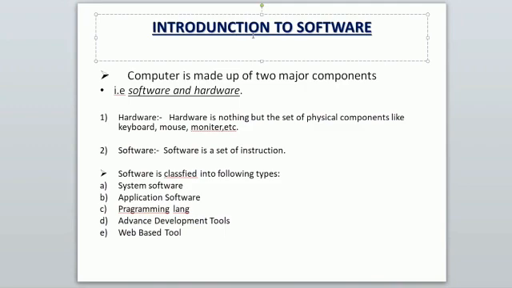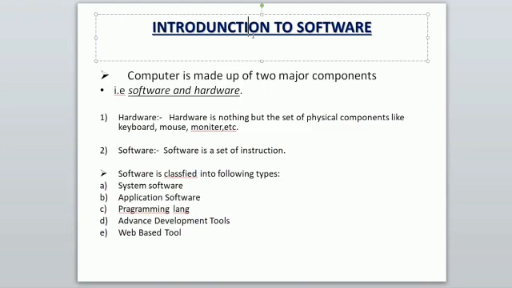Okay, so friends, as we know that computer is made up of two major components, software and hardware. So what is hardware? Hardware is nothing but the set of physical components like keyboard, mouse, monitor, printer, etc. We can touch the hardware, we can shift the hardware from one place to another place, isn't it? But what about software? Software is the set of instructions. We can't touch the software.